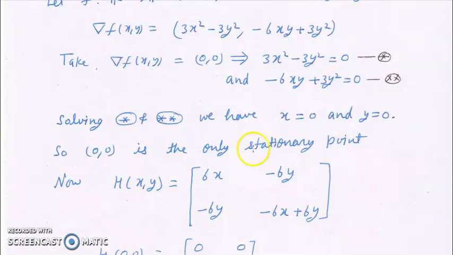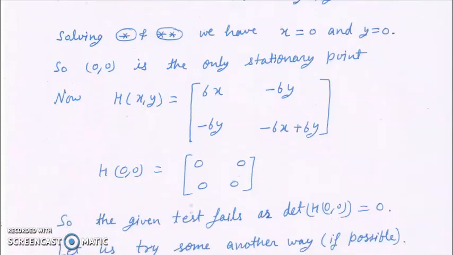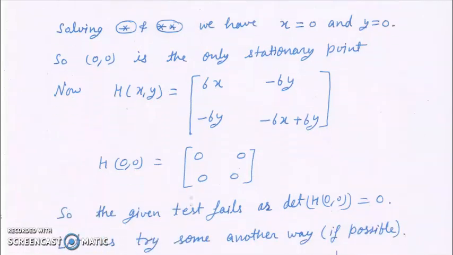If we determine the Hessian matrix at a general point xy, it turns out to be 6x, minus 6y, minus 6y, minus 6x plus 6y. So at 0 0 it is the zero matrix. The determinant of this matrix is 0 because it is a zero matrix. Now our test will not say anything for this. So what will we do now?